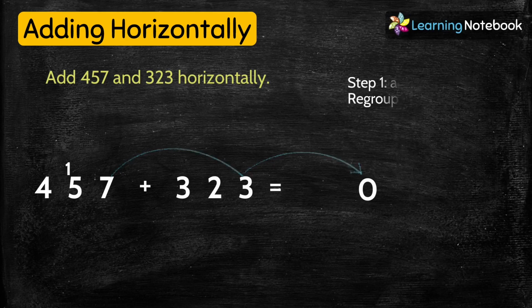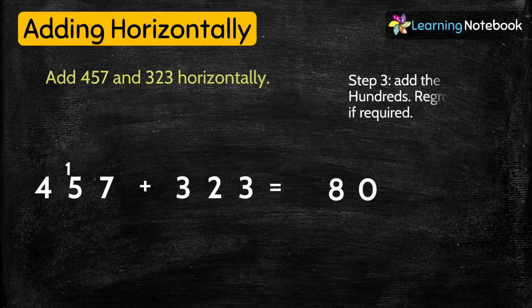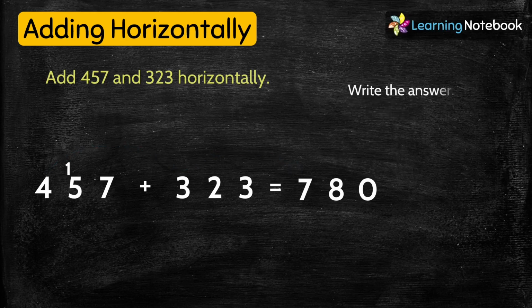Next, we will add the digits at tens place. 1 carry plus 5 plus 2 equals 8. Next, add the digits at hundreds place. 4 plus 3 equals 7. So answer is 780. So students, this is how we add the numbers horizontally.